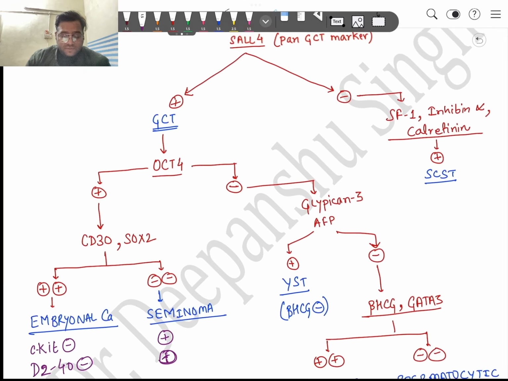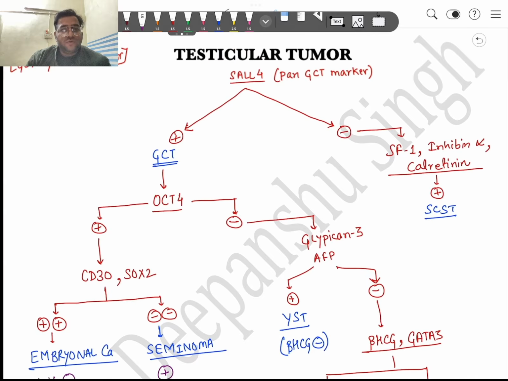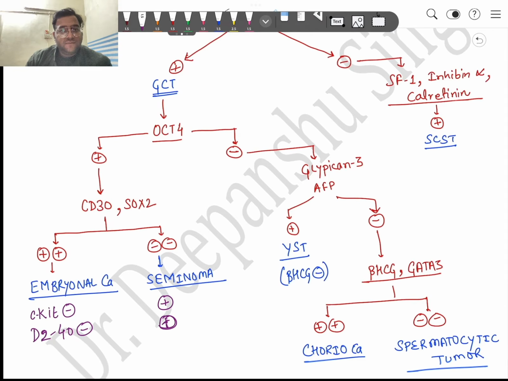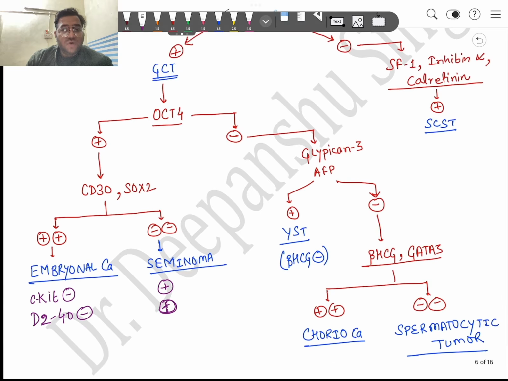What are the positive markers for seminoma? SALL4 must be there, then OCT4 must be there. CD30 and SOX2 should be negative. And c-KIT and D2-40 should be positive.